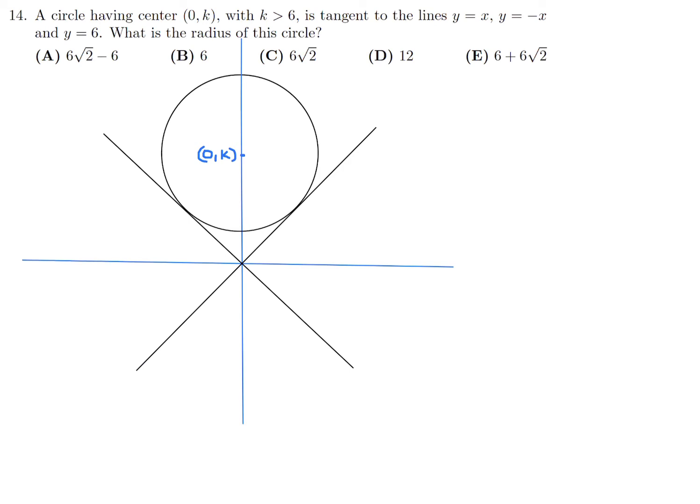And it's tangent to the lines y equals x. This is y equals x. And here's y equals negative x. And it's also tangent to y equals 6. Okay, so I've got to draw a line y equals 6. So there you go. There's a line y equals 6. And that's all they give us, and they want you to find the radius of the circle. Okay. Where do I go from here?